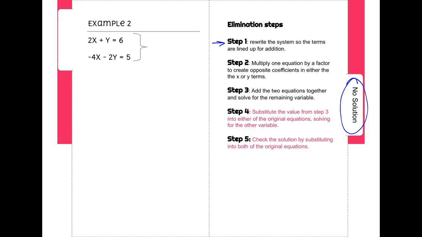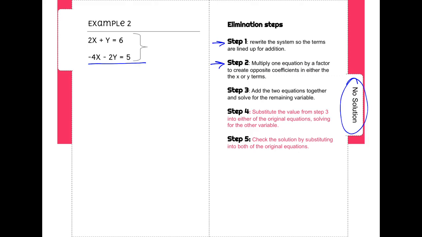So step 1 again is going to be to rewrite the system so the terms are lined up for addition. Let's see. We do have our x's lined up and our y's lined up, as well as our constants. So step 1 is already accomplished for us. Step 2, multiply one of the equations by a factor to create opposite coefficients in either the x or y term. Sometimes this step is already done for us. In this case, it is not.